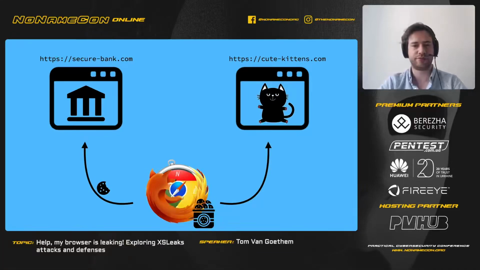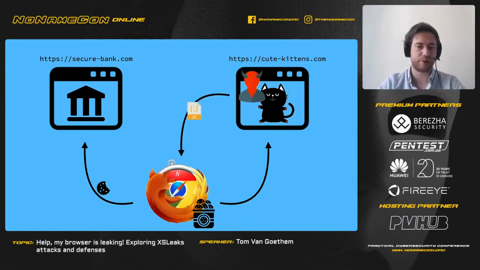Unfortunately, this site may not always have our best intentions in mind. Or it could also be that it's including some content from a malicious website, so it could be that it's compromised in some way. And this compromised or malicious website can then send back some malicious JavaScript files, which will be executed in the browser. And in this case, they will try to infer some information from the secure bank.